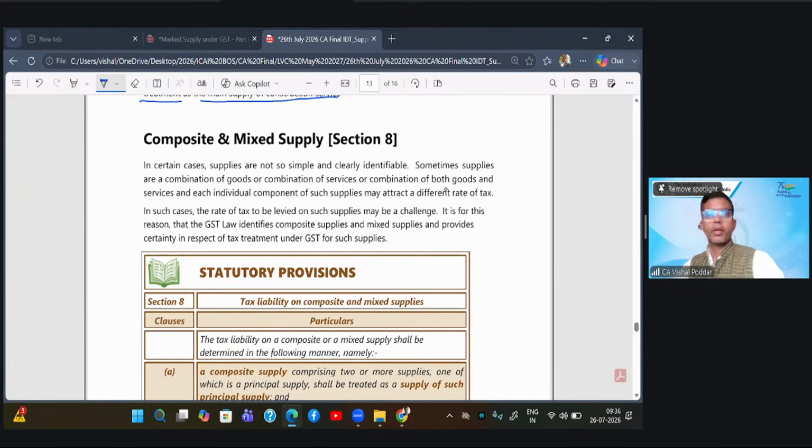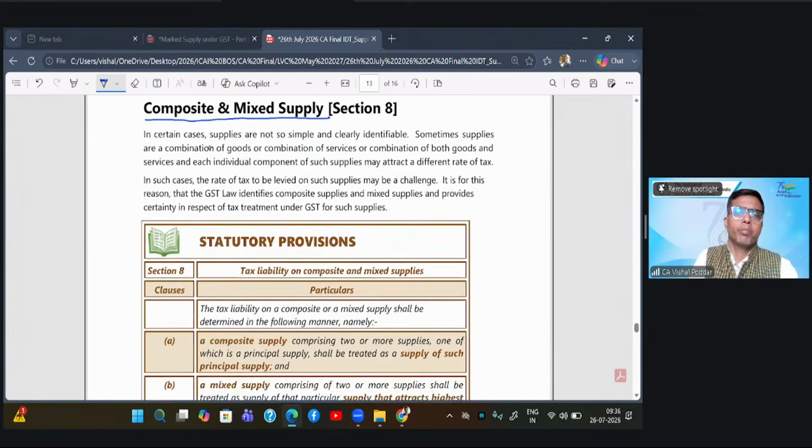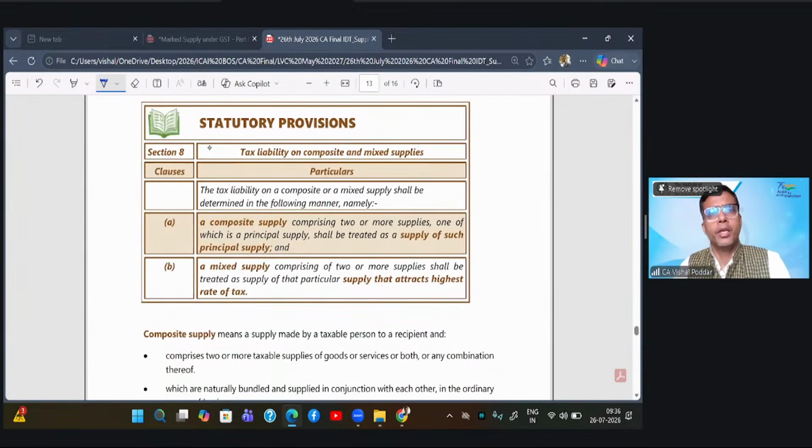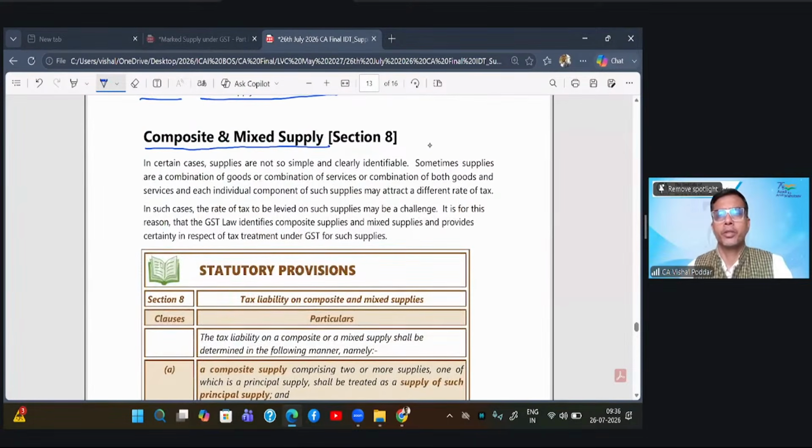Okay. Students, will continue. Now in this chapter, we are going to another important concept, composite supply and mixed supply, which is covered in section 8. Now section 8 deals with a specific scenario where there is a combination of goods plus goods, service plus service, or service plus goods. Means what? What you are buying is not a single item, it is a combination of different items.